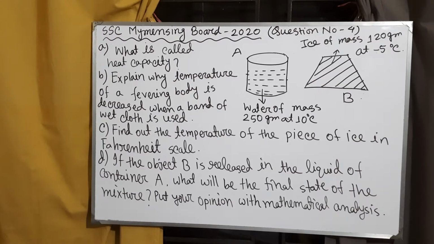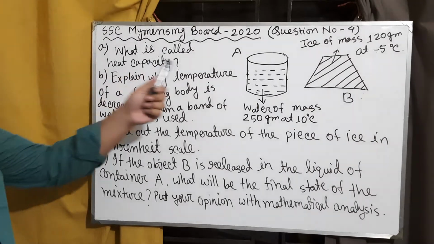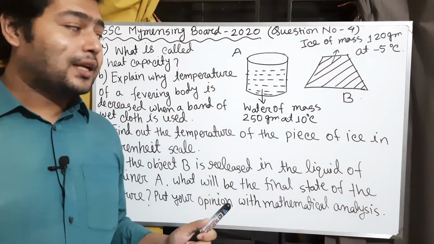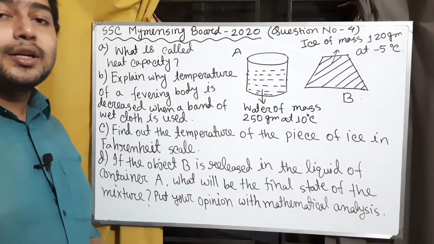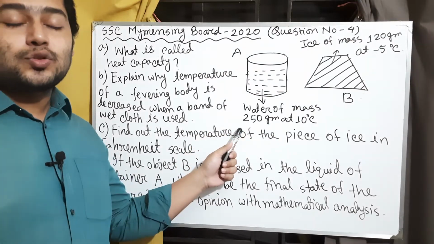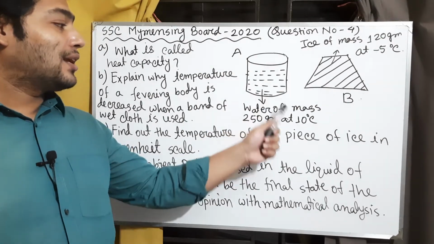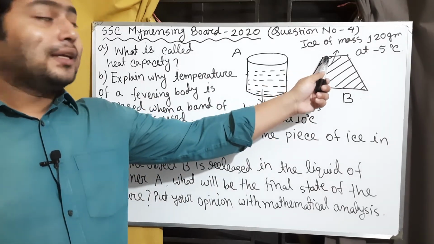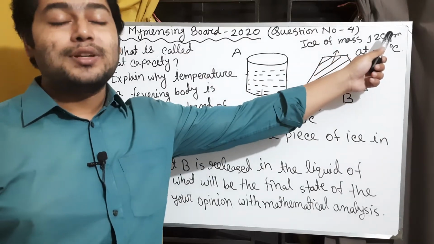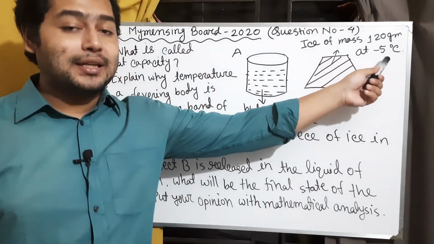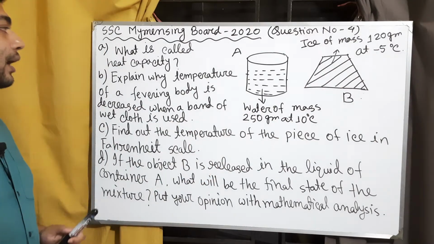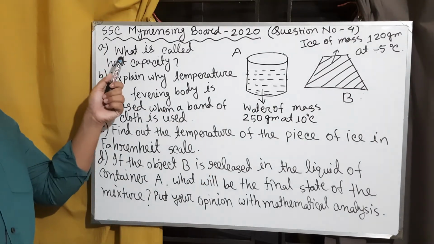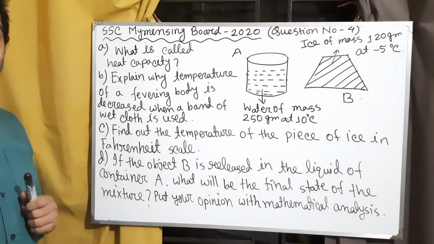So my dear boys, this is our today's CQ, or creative question, and this is the stem of this question. Here A is a container of water of mass 250 gram at 10 degrees Celsius, and this figure is the ice of mass 120 gram at minus 5 degrees Celsius. Okay, and the questions are: A, what is called heat capacity?